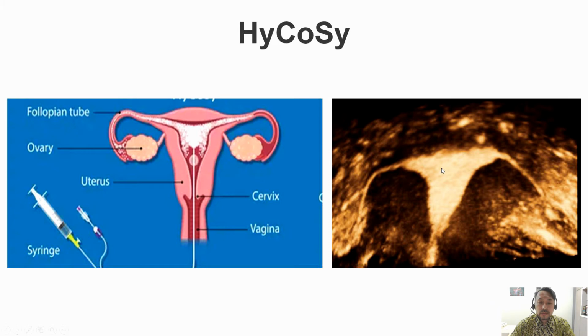Compared to HSG and HyCoSy, I would say HSG gives a much better image to see the patency of the tube compared to HyCoSy.